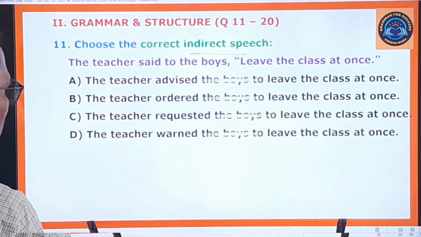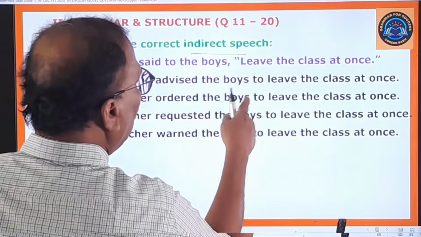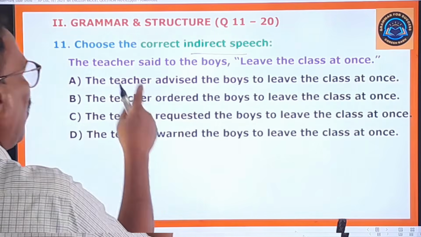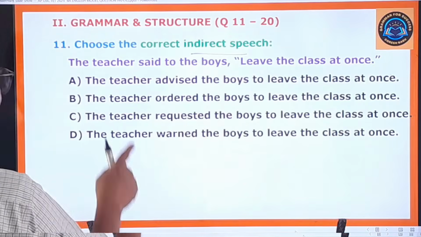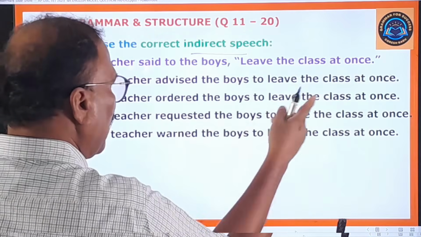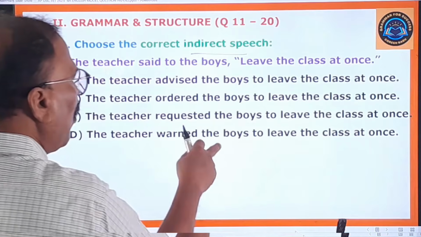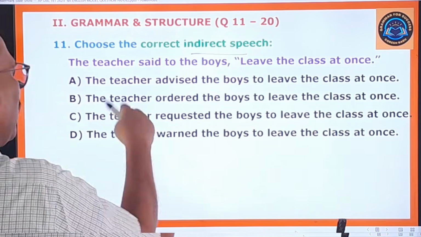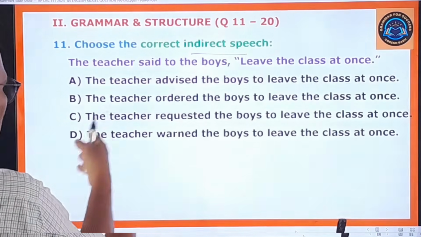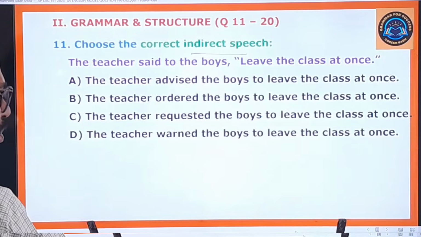Here are given four options. The teacher advised the boys to leave the class at once. The teacher ordered the boys to leave the class at once. The teacher requested the boys to leave the class at once. The teacher warned the boys to leave the class at once. What is the correct indirect speech? You have to choose that one as your answer.